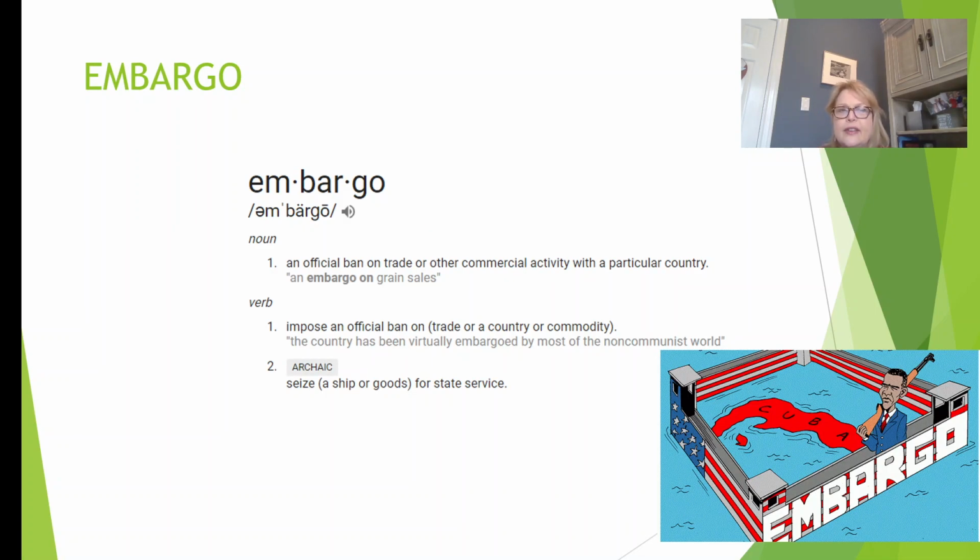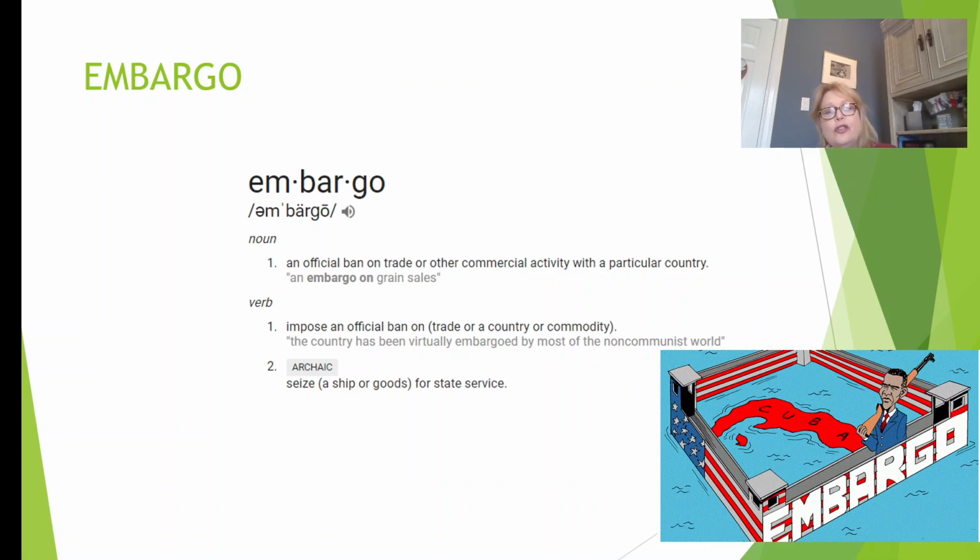So you're going to do an activity on embargo this week as well. It's very short, but we have an embargo right now with one country that I can think of immediately, which is Cuba. And you can see in the drawing there, an embargo is an official ban on trade or other commercial activity with a country. So this again is also a noun and a verb. An embargo can be the actual ban. It can also mean to place an embargo, or to embargo a country means that it has that ban.